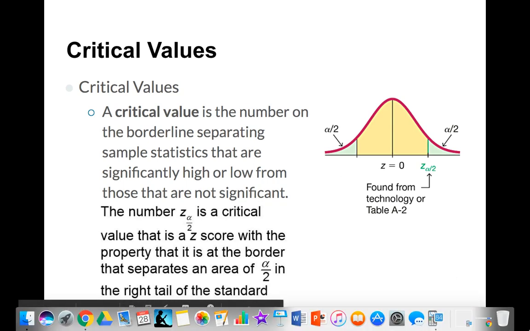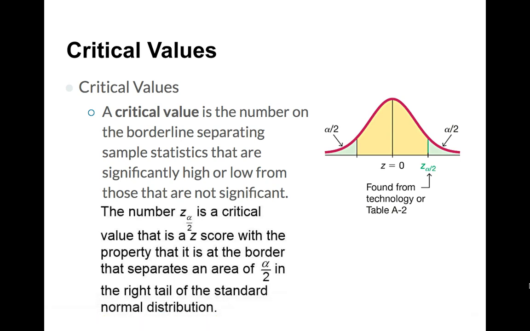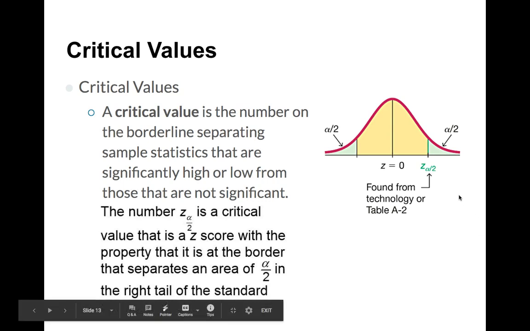So we say that a critical value is the number on the borderline separating sample statistics that are significantly high or low from those that are not significant. The number z sub alpha over 2 is a critical value that is a z-score with the property that it is on the border that separates an area of alpha over 2 in the right tail. So our z sub alpha over 2 is still going to be this critical value over here with an area of alpha over 2 to the right.